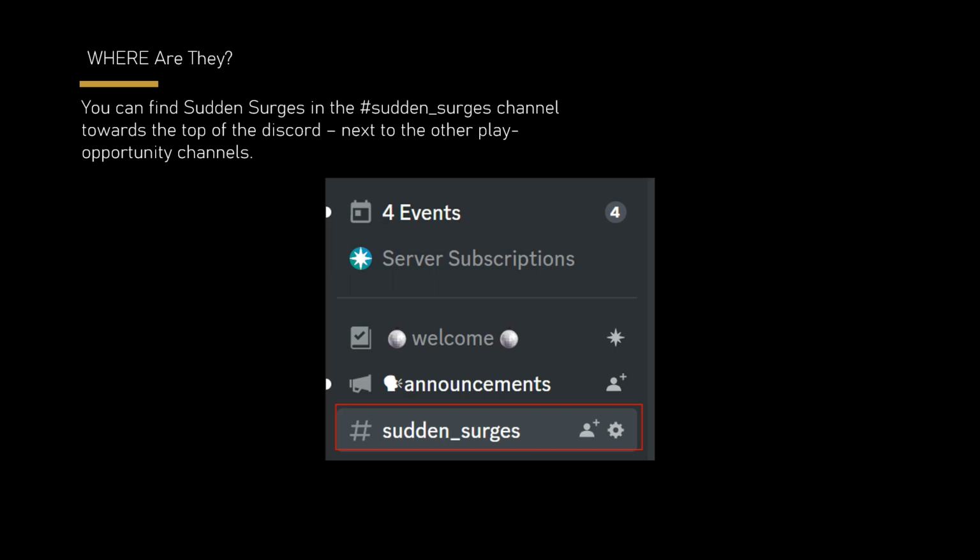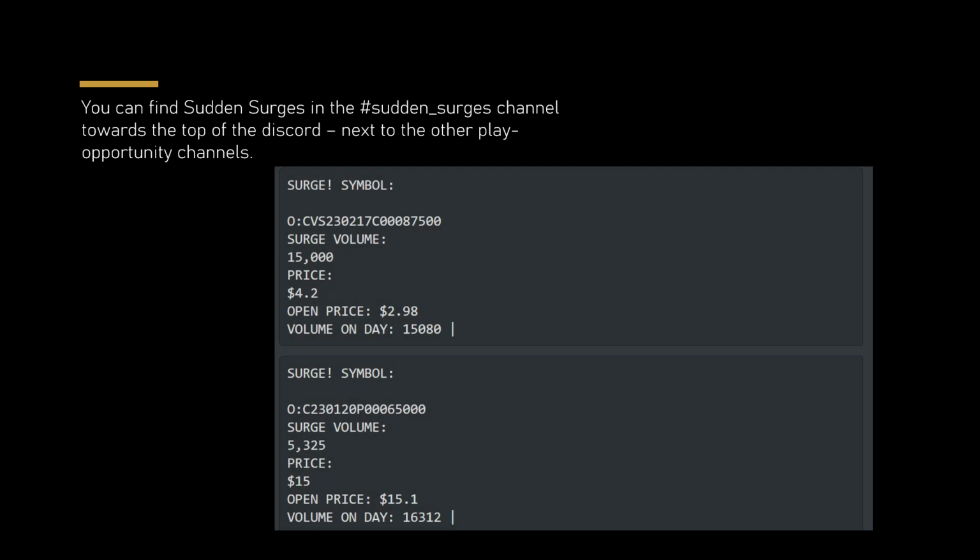And then I will move it slightly down to where all of the other main play opportunity channels are, like the bullseye and the quant feeds. But basically, this is what they look like. And I will be working on improving the output to make it more visually appealing, so bear with me on that. You're going to get the symbol name.